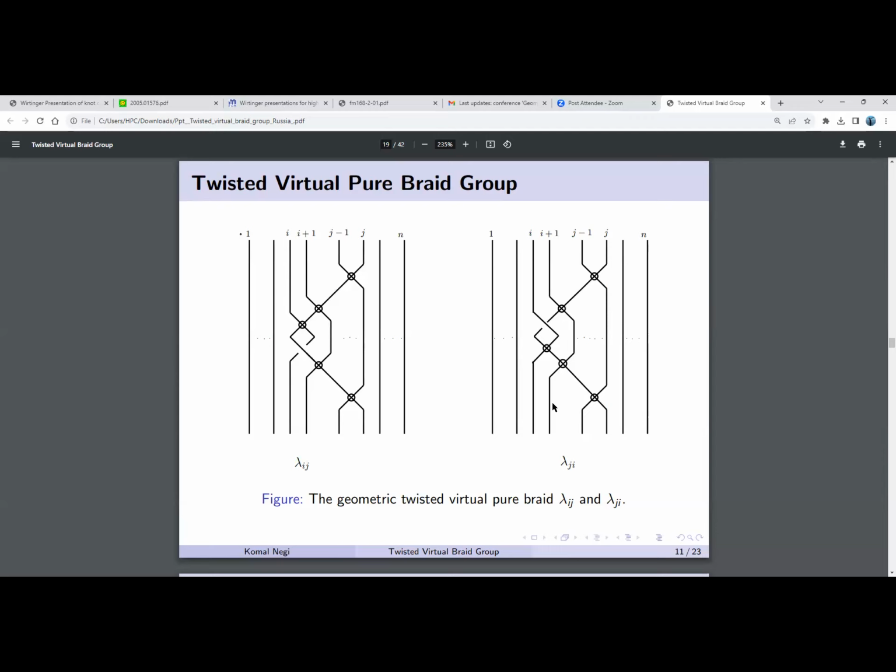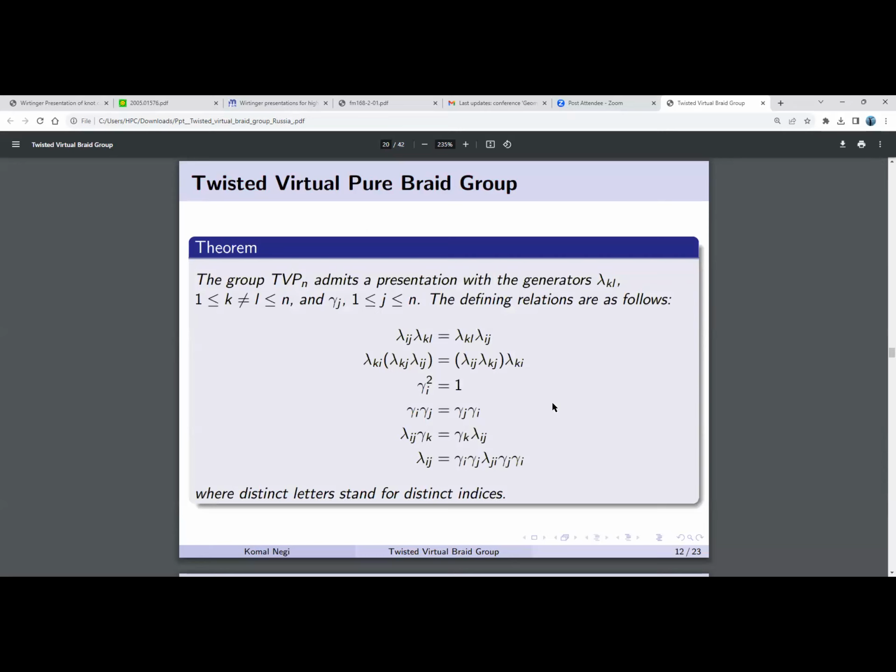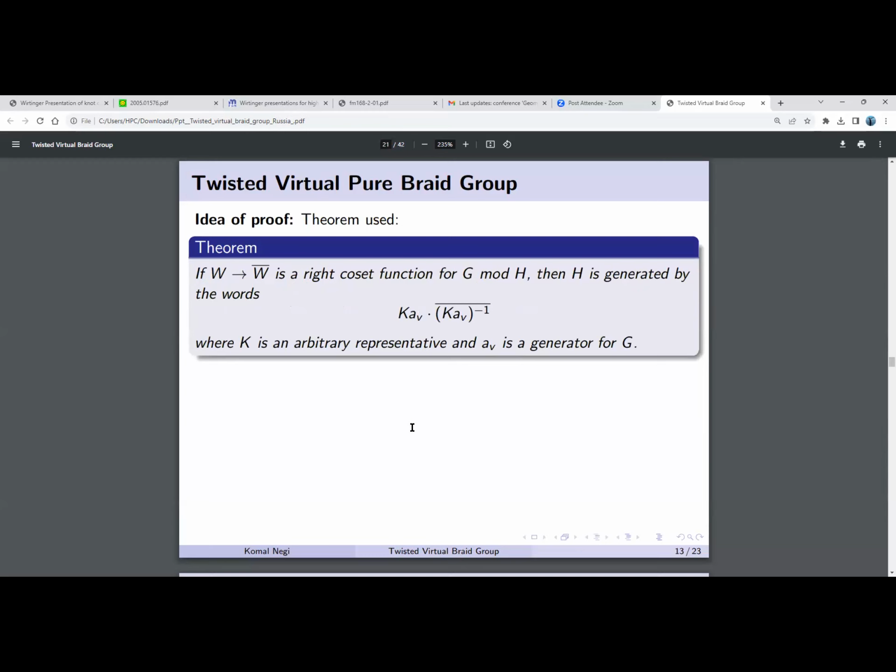Now the next question is, can we present this subgroup in terms of its generators and relations or not? So the answer is yes, we can write this subgroup in terms of generators and relations. So this is the presentation of this subgroup, where the generators are lambda kl, where k is not equal to l, between 1 to n, and gamma j's, where j is between 1 to n. And these are the defining relations. So I'll discuss the idea of this group.